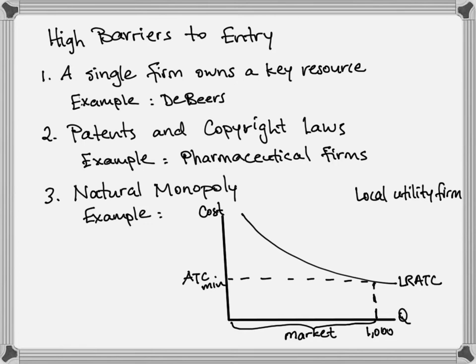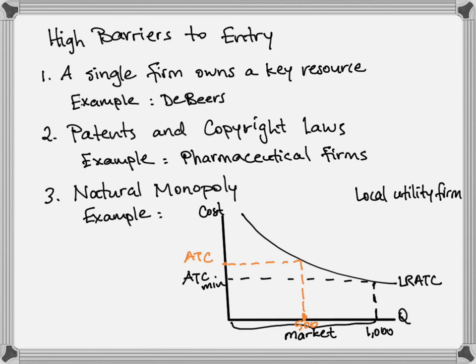Let's see what happens if this market is shared by two firms. I will use another color. Let's assume that another firm enters the market to share this market and produces for half of the market. So let's make it 500 right here, and the other firm produces the other 500. What would be the cost per unit if each firm produces for half of the market? The ATC, average total cost, will be higher. ATC will be higher if two firms operate in this market and share the market.